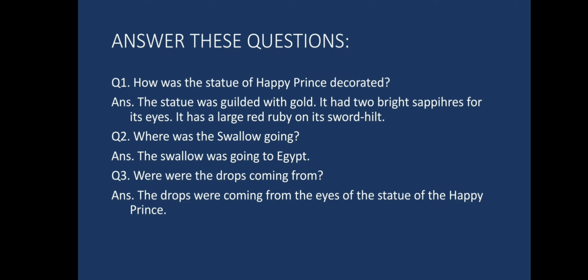Students, yes, you are right. The statue was gilded with gold. It had 2 bright sapphires for its eyes. It has a large red ruby on its sword hilt. The swallow was going to Egypt. The drops were coming from the eyes of the statue of the Happy Prince.